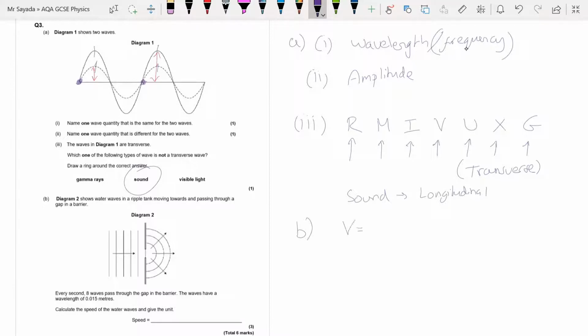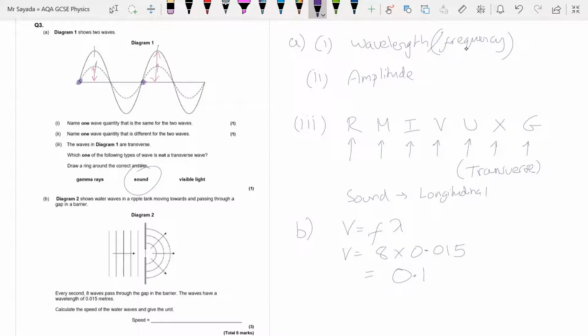So speed is frequency times wavelength. You're told that every second, 8 waves pass through the gap. So if there's 8 waves every second, that means there's 8 waves per second. That means the frequency is 8 Hertz. So we have a frequency of 8, a wavelength of 0.015. We do 8 times 0.015, and that gives 0.12.